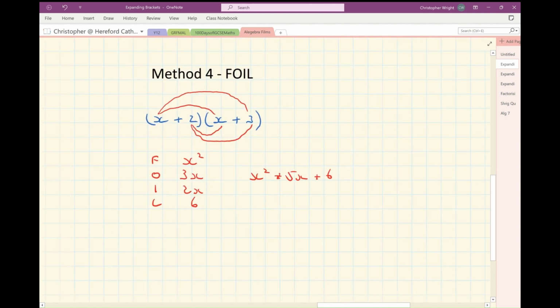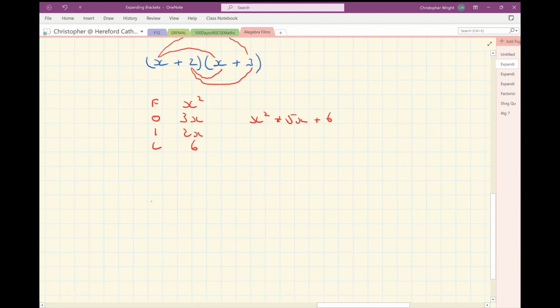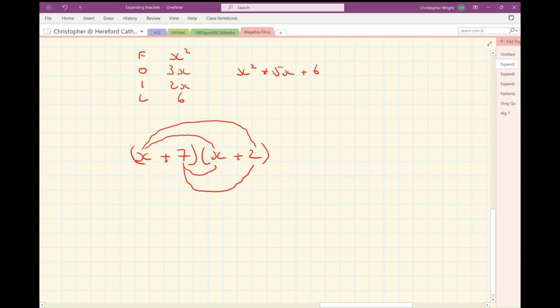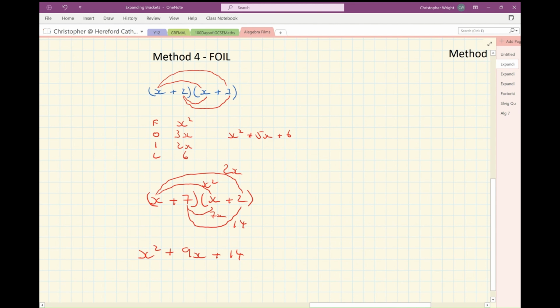Okay, let's try the crab claw and FOIL with this one here. So x plus 7, lots of x plus 2. You could pause the film now and have a go yourself. Right, so first, outside, inside, last, or draw the crab claw. X times x is x squared, x times 2 is 2x, 7 times x is 7x, and 7 2s are 14. X squared plus 9x plus 14. Okay, so that's FOIL or the crab claw.